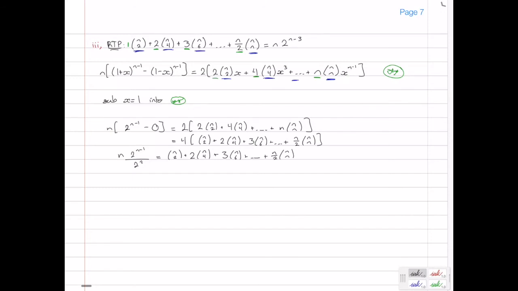choose n. Okay, and then I can just use some indices rules, and I have n times 2 to the n minus 3 equals n choose 2 plus 2 times n choose 4 plus 3 times n choose 6, all the way up to and including n on 2 times n choose n. Okay, and that's exactly what we want to prove. So that's QED, and that is the end of question B.